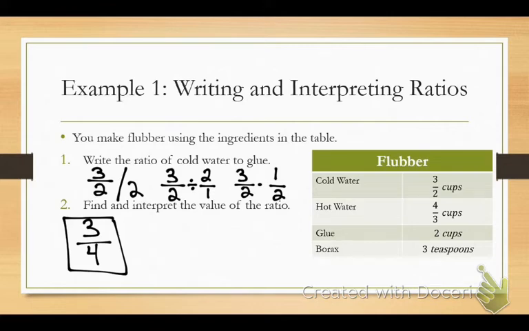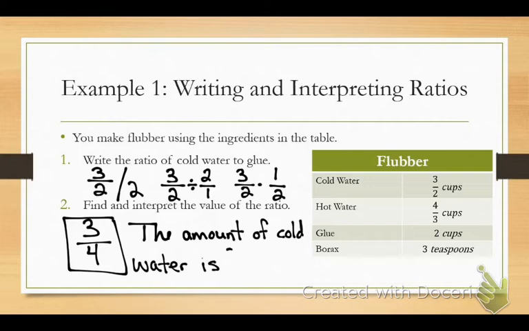Now it wants us to interpret what this means. Okay, so let's think about that for a second. That the amount of cold water, all right, again, I'm comparing cold water to glue. So the amount of cold water, and I'm going in this order for a reason, it's cold water to glue, is 3/4 the amount of glue in the recipe.